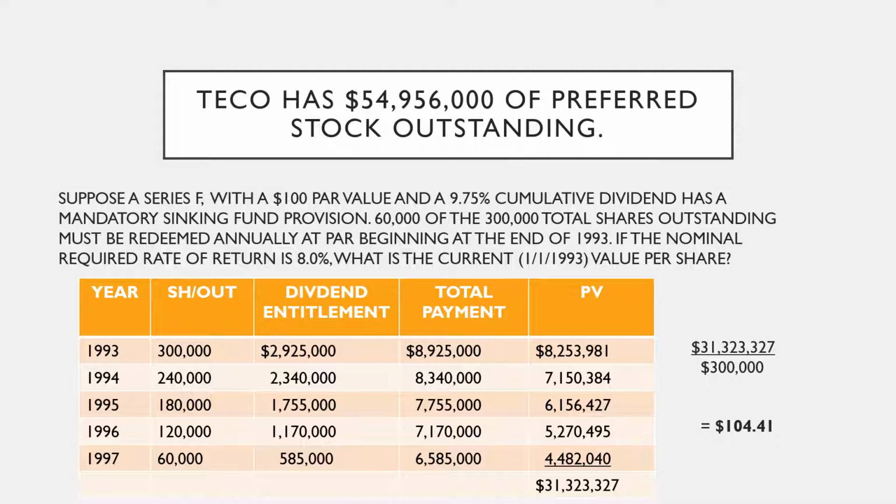A sinking fund provision requires the issuer to set aside money into a fund or account that will be used to repay the bond at maturity. With a nominal required rate of return of 8%, the current value per share is calculated to be $104.41.